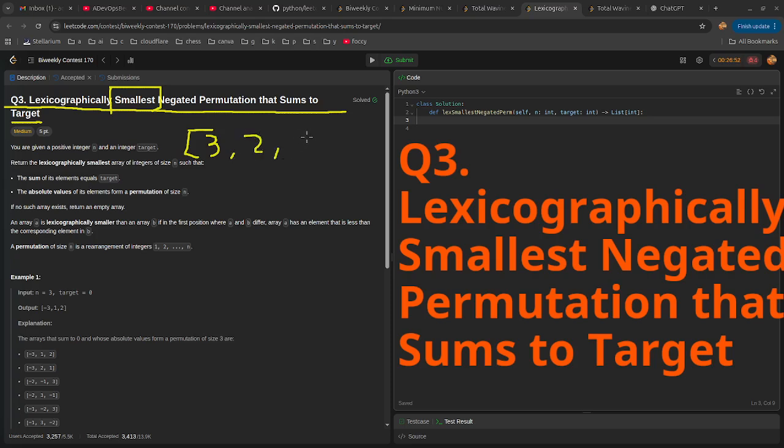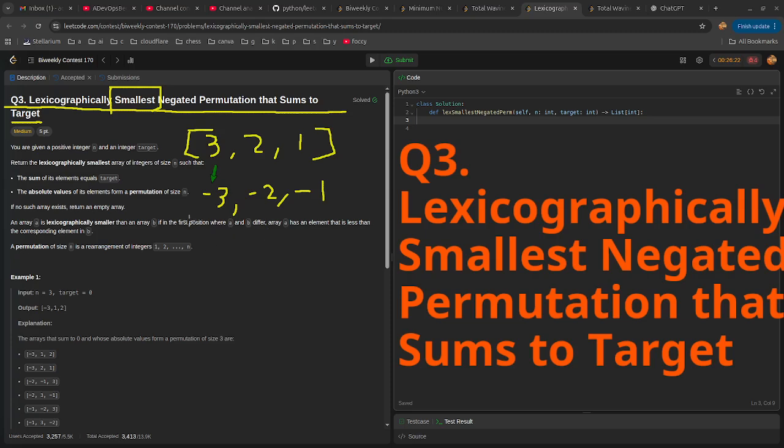of this permutation of these numbers from 1 to n. And we try them one by one, say turning 3 to minus 3 to see if it would help. Otherwise, we try the second one, turning this number 2 to negative 2. The same for this one.